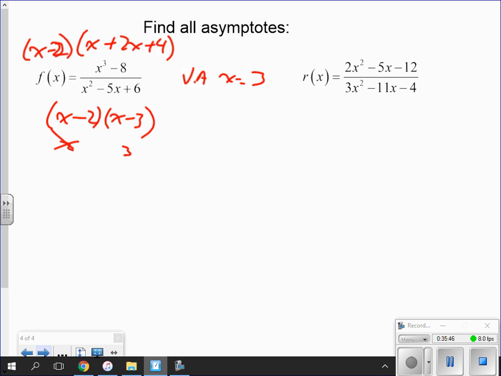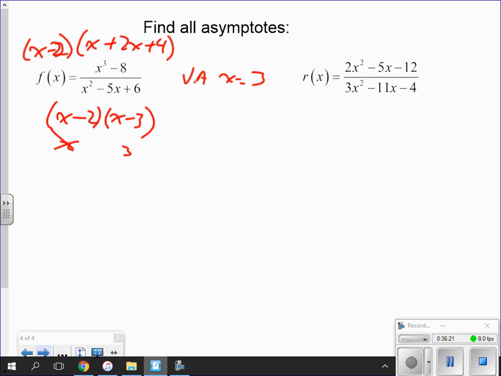So if I look at this problem here, I look at my largest powers. x cubed over x squared. Am I going to have oblique or horizontal? Oblique, because my degree in my numerator is larger than my degree in my denominator. In order to find oblique, I need to divide, which means in this case, long division.